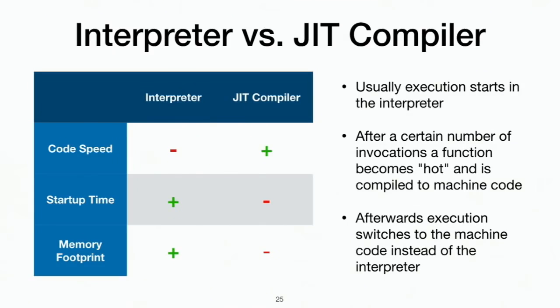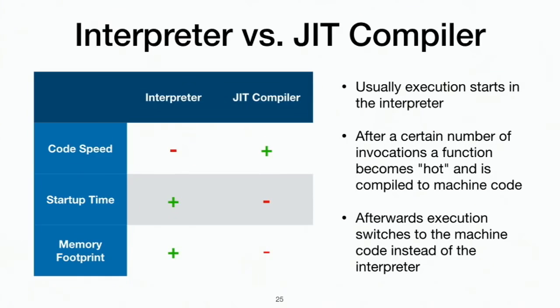However, there are some drawbacks also. One is that the startup time of an interpreter is probably much lower. It can just start executing the code immediately after the bytecode compiler finishes, versus a JIT compiler, which has to do these expensive optimizations, etc. So it takes a lot longer to start executing code. Kind of the same with memory. The interpreter is probably using less memory than the JIT compiler.